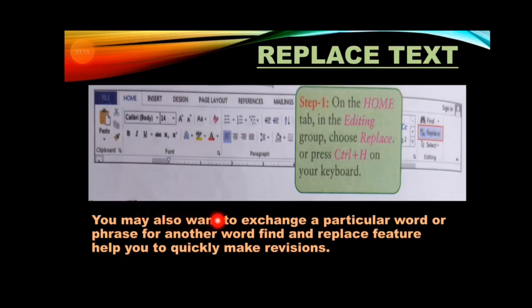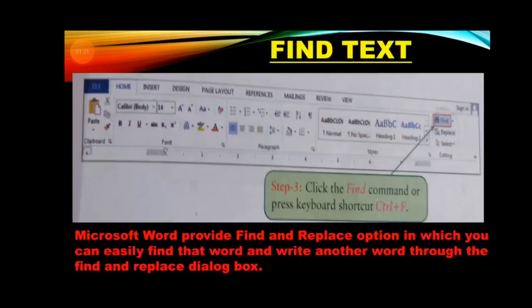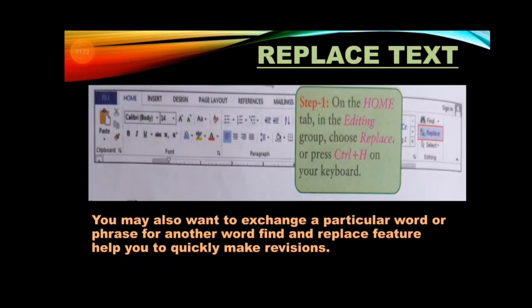Now replace text. You may also want to exchange a particular word or phrase for another word. The find and replace feature helps you to quickly make revisions. Students, to open the replace dialog box, the same procedure applies. You have to click on the home tab, go to the editing group, and there is a replace option. If you want to open it through the keyboard, there is a shortcut command Ctrl H. When you press it, the find and replace dialog box will appear.